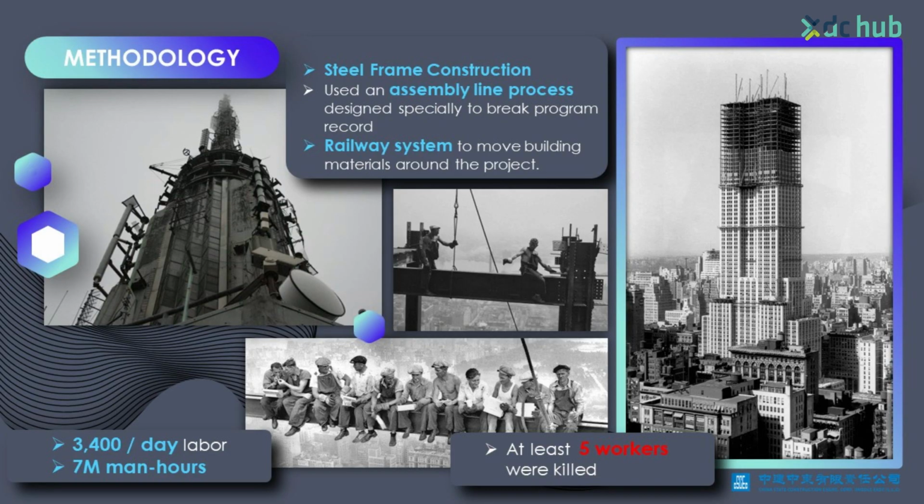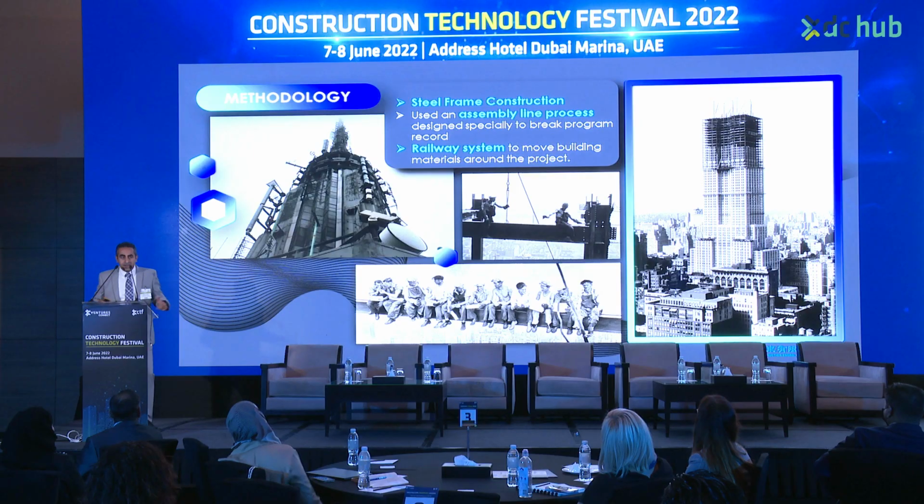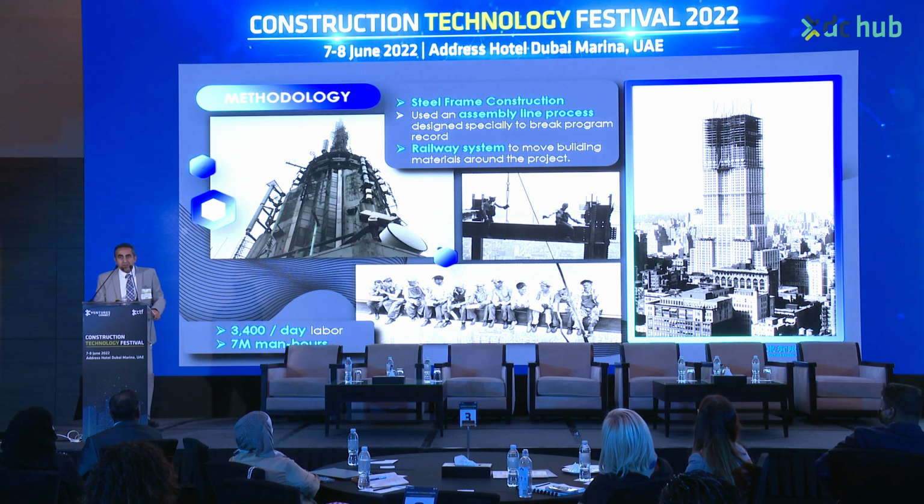It's a steel framing, and from day one, once they started thinking about this project, they decided that they needed to build it fast. So they took all the measures they could in order to deliver on time, including designing rest areas, minimizing the labor movement, and designing a railway around the project to move the material around. At the end, they reached a peak of 3,400 laborers per day, and in total, it's 7 million man-hours.